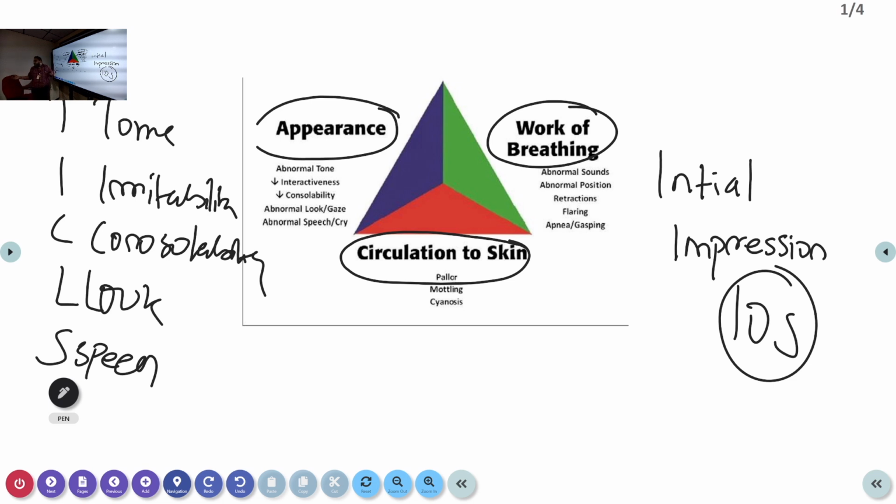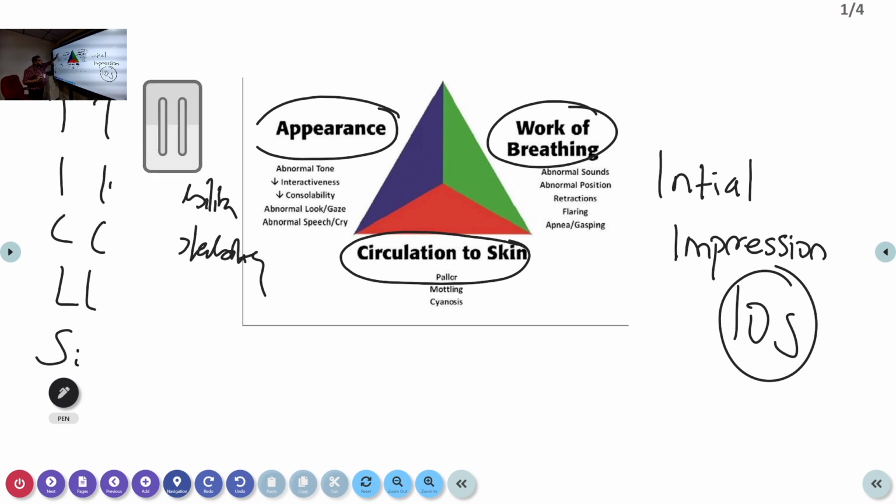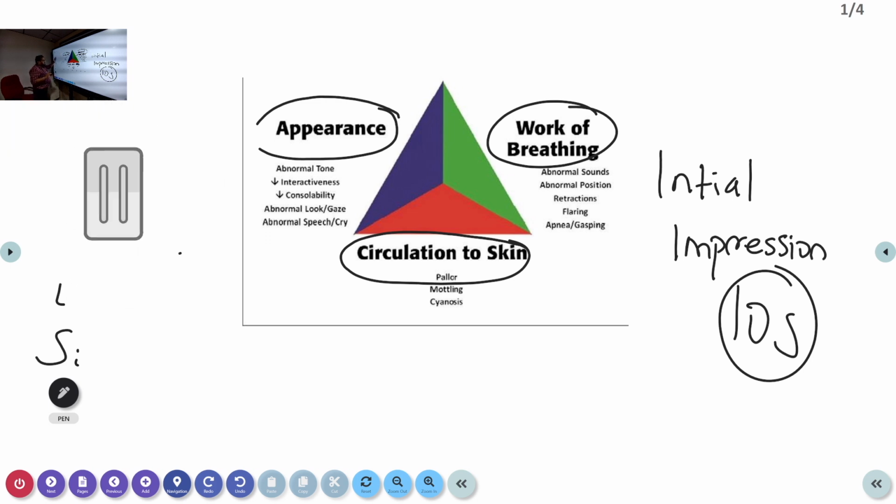Suppose the child is very playful, actively moving around in the mother's lap. That means the child is stable enough, and you can have some more time. So by the appearance of the child itself, we will come to know whether the child is a sick child or a stable child. That is the most important thing you need to look for. That is the first part of your pediatric assessment triangle.